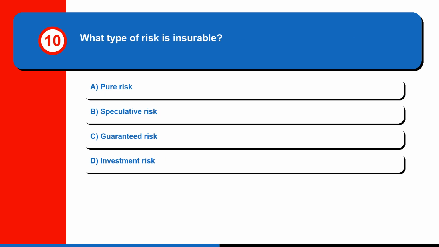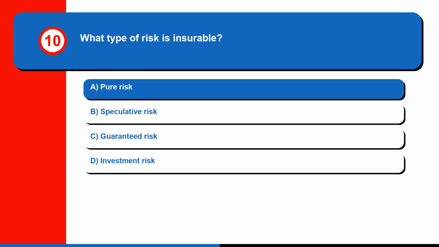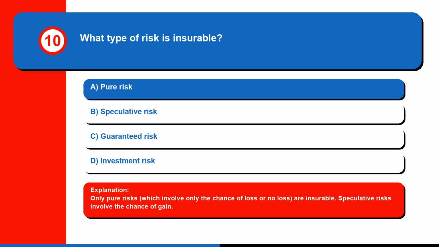Question 10. What type of risk is insurable? A. Pure risk, B. Speculative risk, C. Guaranteed risk, or D. Investment risk. The correct answer is A. Pure risk. Only pure risks, which involve only the chance of loss or no loss, are insurable. Speculative risks involve the chance of gain.